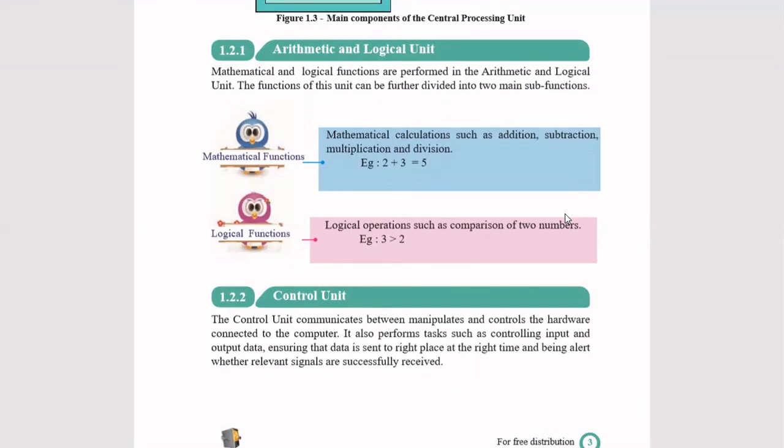And what are the logical operations? Like greater than: 3 is greater than 2. Is it true or false? True. 2 is less than 5. Yes, it's true. So those are logical operations, right? 2 equal to 4. False, right? These things are considered logical operations. So both logical operations and mathematical operations are done by the ALU, that means the arithmetic and logical unit.